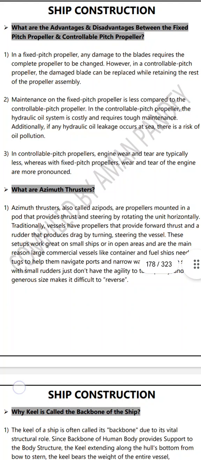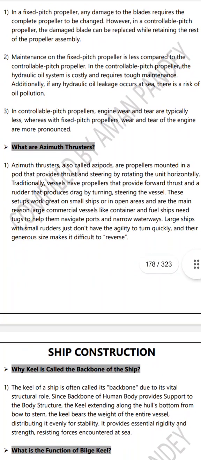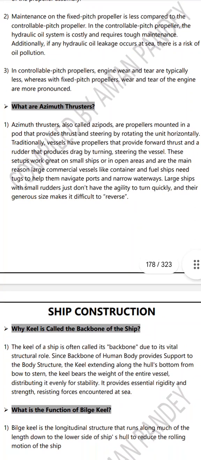Now, what is the fixed pitch propeller made of? Any damage to a blade requires the complete propeller to be changed. However, the maintenance of a fixed propeller is less compared to controllable pitch. Additionally, in a fixed pitch propeller the wear and tear are typically less, whereas in controllable pitch the wear and tear of the engine is more pronounced.